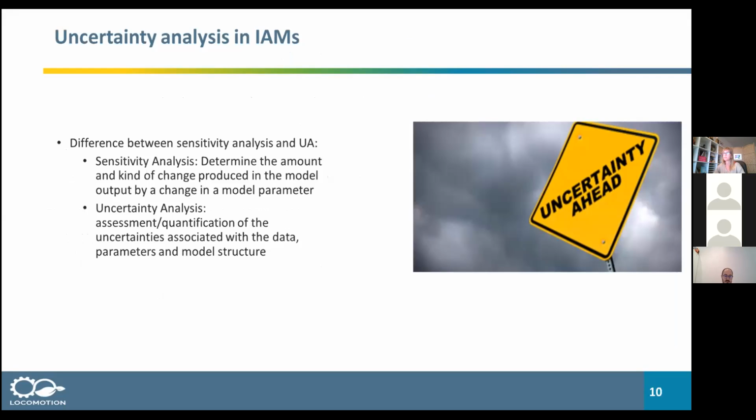Sensitivity analysis is part of the uncertainty analysis because it determines the amount and the kind of change produced in the model output by a change in a model parameter. So it's very specific and it's more related to parametric uncertainty. While an uncertainty analysis is the assessment and the quantification of the uncertainties associated with the data, the parameters, and the model structure. So it's a bit more broad than the sensitivity analysis.